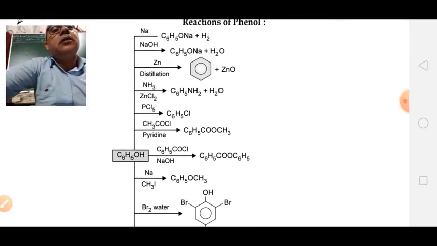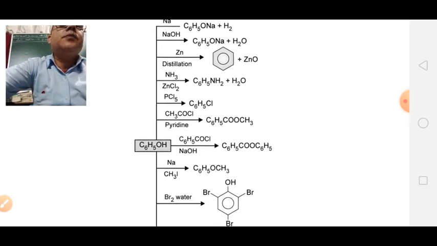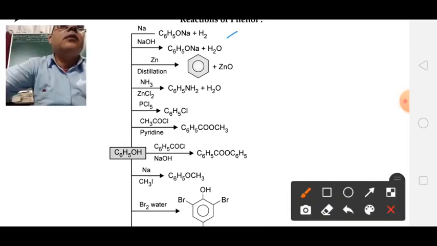Next you see here, chemical properties of the phenol. With the help of this, phenol can react with sodium to give sodium phenoxide, then sodium hydroxide also gives sodium phenoxide. With zinc it gives benzene, phenol changes into benzene. With ammonia and zinc chloride it gives aniline, and with PCl5 it gives chlorobenzene.